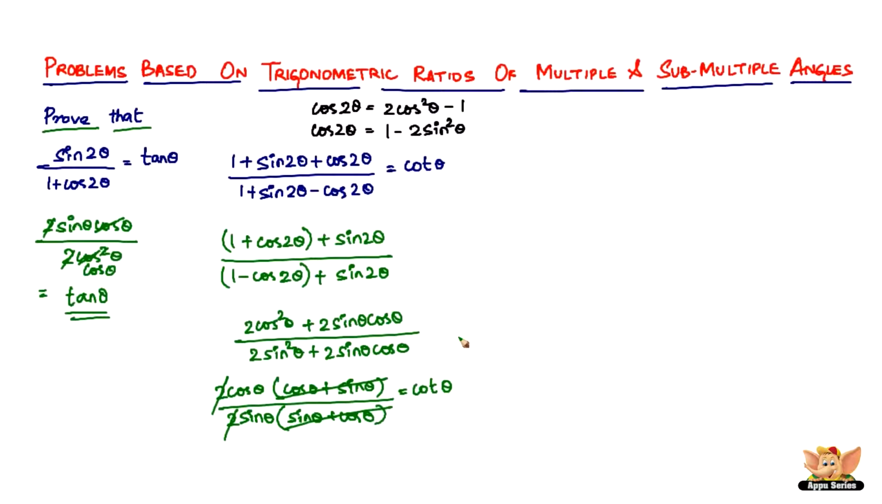So therefore we proved that (1 plus sin 2θ plus cos 2θ) divided by (1 plus sin 2θ minus cos 2θ) equals cot θ. All you had to know to solve these problems was a couple of formulas from one of the previous videos.